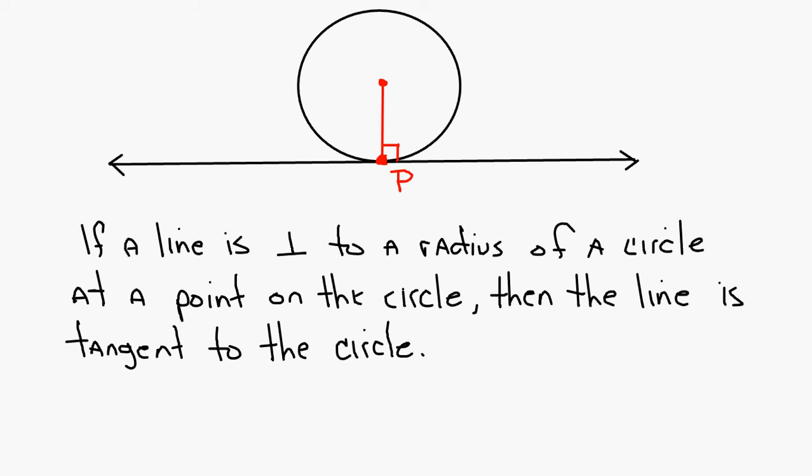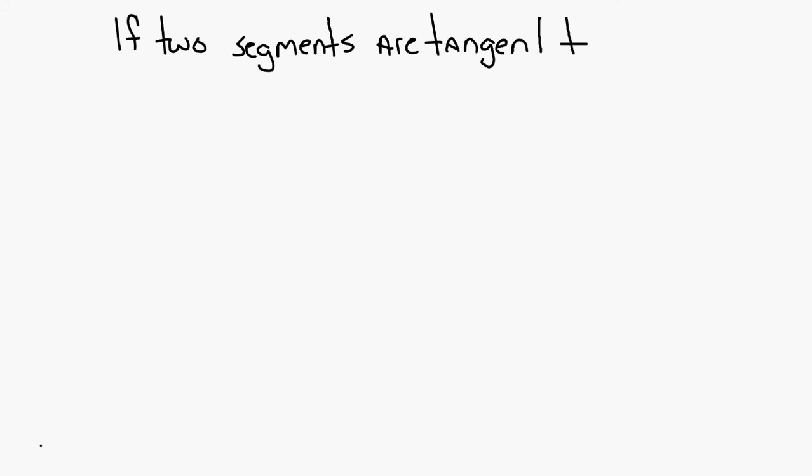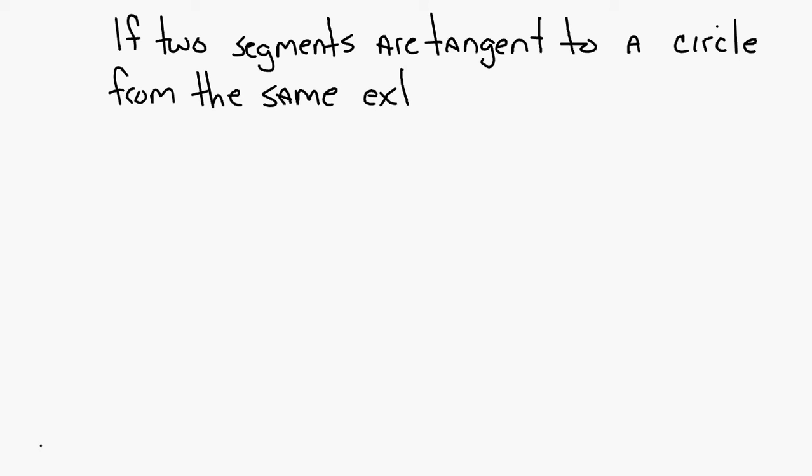Page 795 down on the bottom. If two segments are tangent to a circle from the same external point, then the segments are congruent.